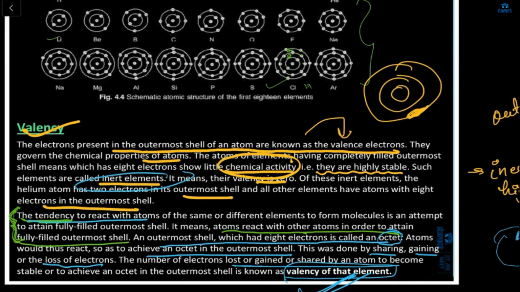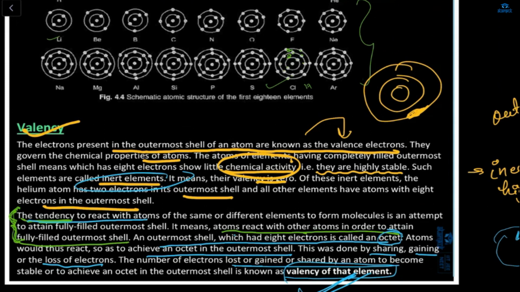Next, atoms will react with other atoms to fully fill their outer shell, because they want to complete the 8 electrons, known as the octet. That's why they combine with other atoms. They can lose, gain, or share, whatever they do.